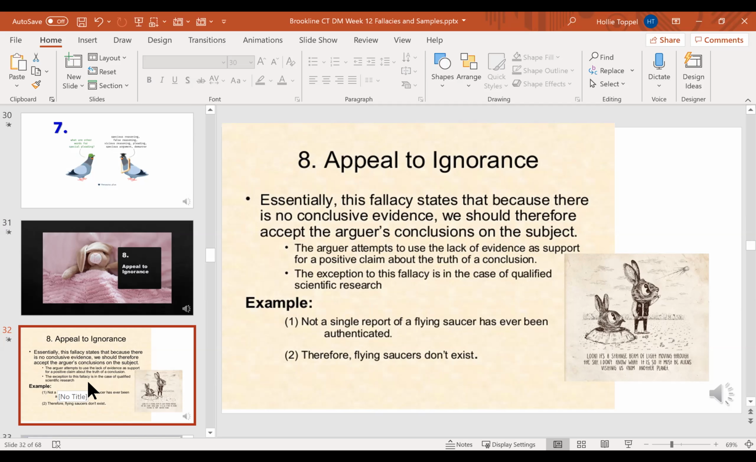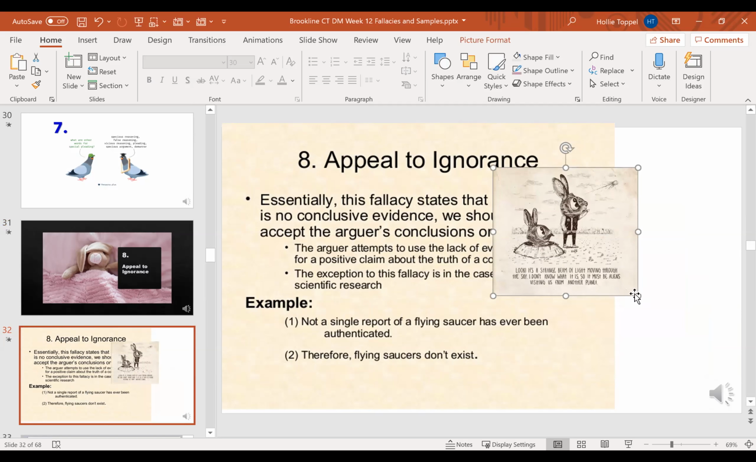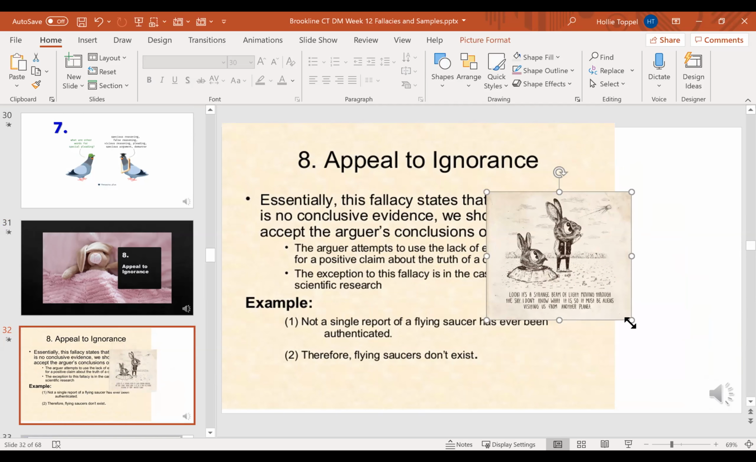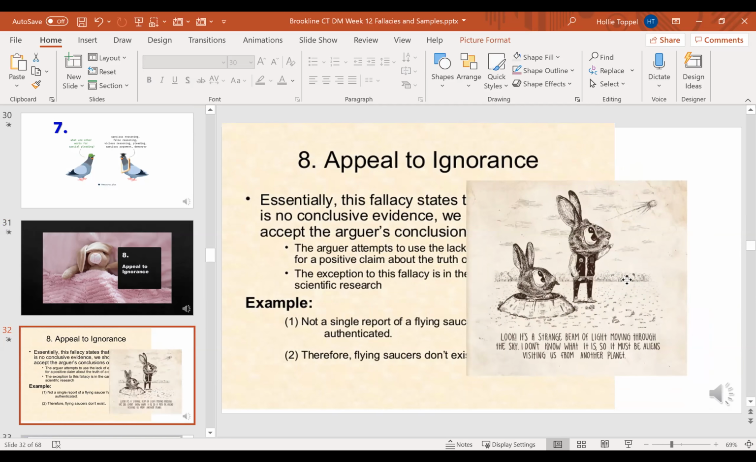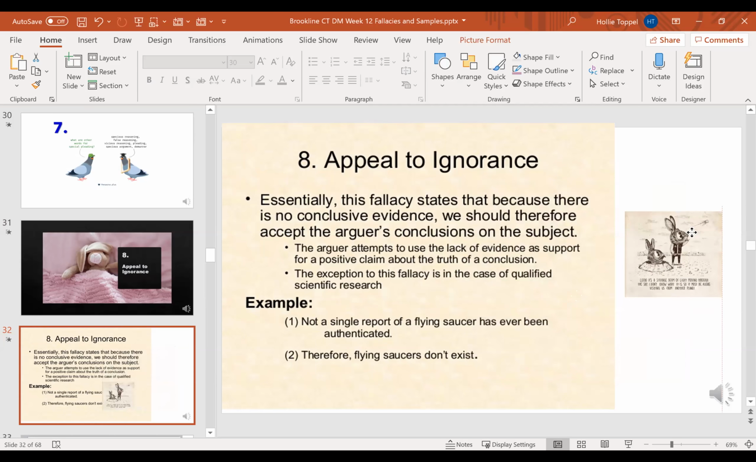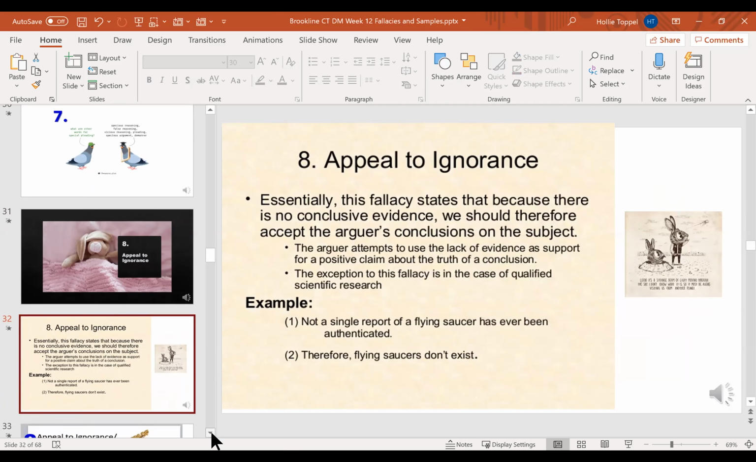We still don't know the full extent of masks. We don't know the full extent of social distancing. So sometimes we can appeal, or we just don't know. And I'm not sure if it's always appealing to ignorance. And then this is the same with a strange beam of light: I don't know what it is, so it must be aliens. It's appealing to ignorance.